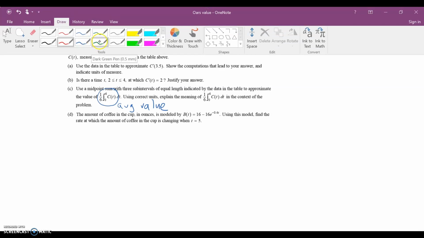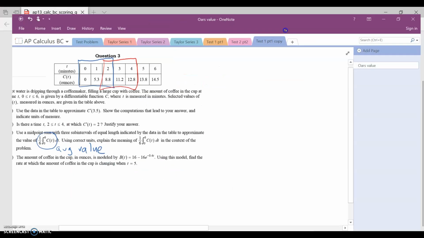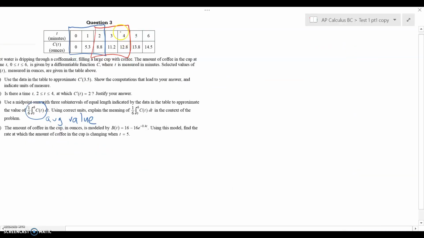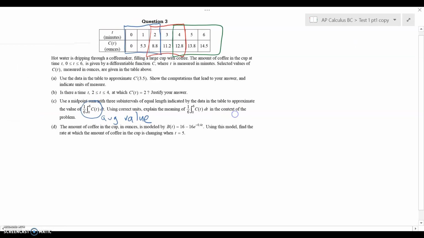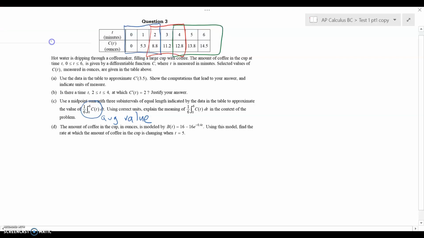And then, let's see, did I use a green? Nope. And then we're going to go from 4 to 6. So we've got these 3 boxes of data that we're looking at. And with those 3 boxes of data, we're going to go ahead and compute this integral. So we've got this 1/6.